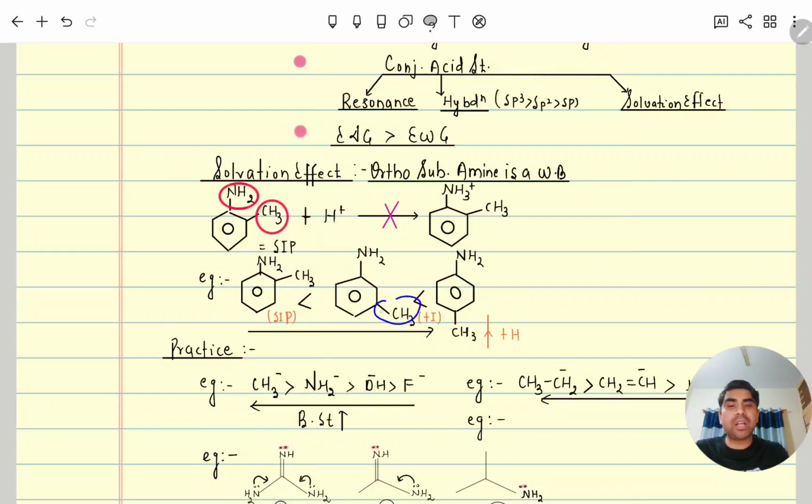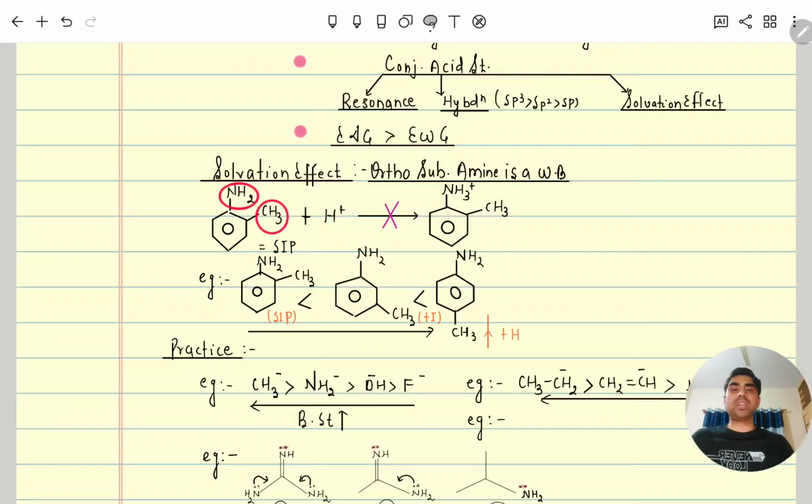If it is at meta, somehow it is withdrawing the electron. Here you can see it is giving electron through plus I. Here it is giving electron through plus H, and plus H is an ortho and para director. So here electron density is increasing, and due to that this is also getting electron density through this plus H. So here its basic strength is more. So this one is electron donating. So here we can apply that rule.